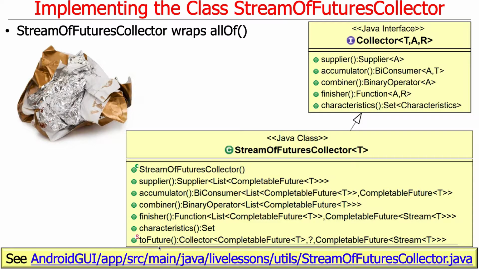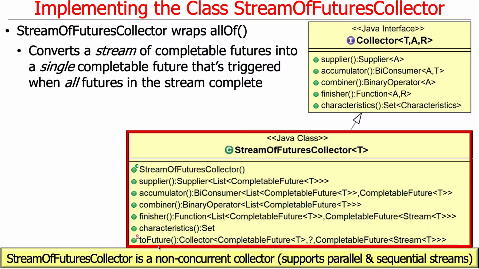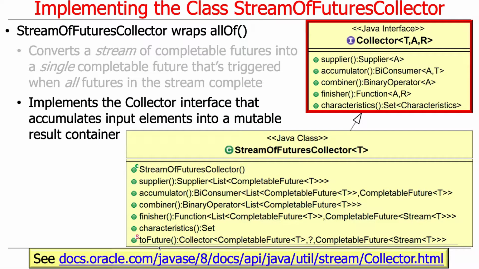All right, so let's talk about the stream-of-futures collector. This is a wrapper, like a candy wrapper. It wraps the allOf method. What stream-of-futures collector does is convert a stream of completable futures to elements of type T into a single completable future that will trigger when all the other completable futures in that stream complete. So you'll end up basically getting, as a result of this, a stream of elements of type T. And it's basically a non-concurrent collector, so it can be used for both parallel and sequential streams. We don't use parallel streams here. We use sequential streams. It's a little bit overkill to use parallel streams in completable futures.